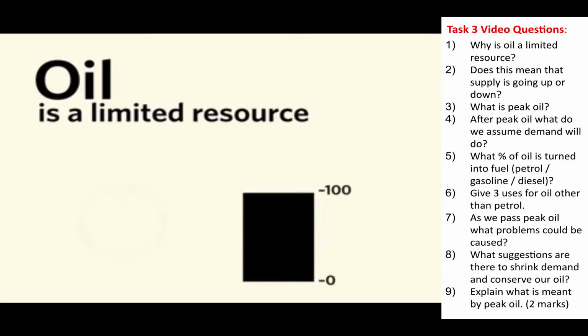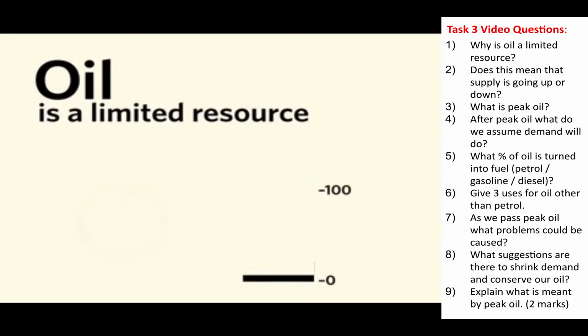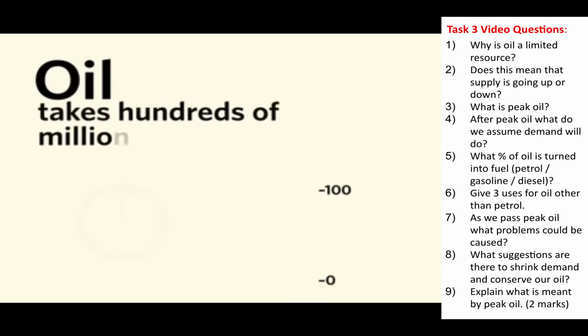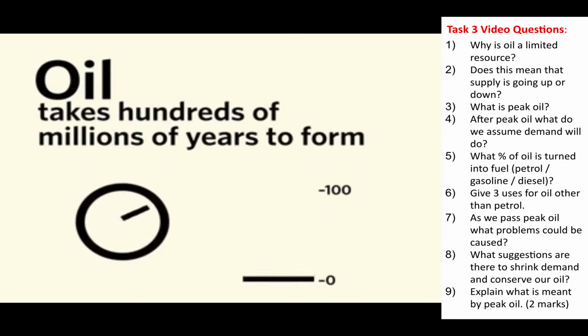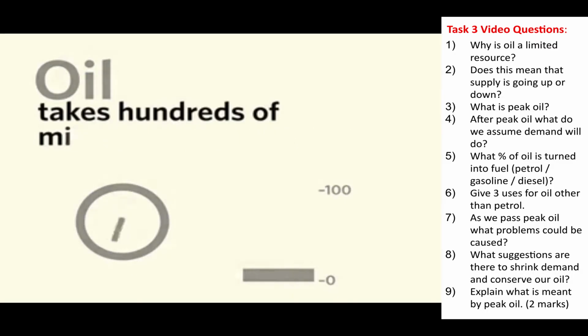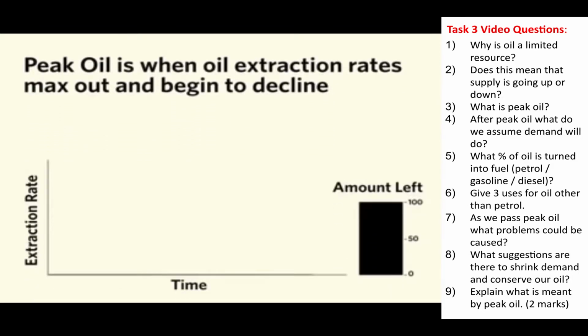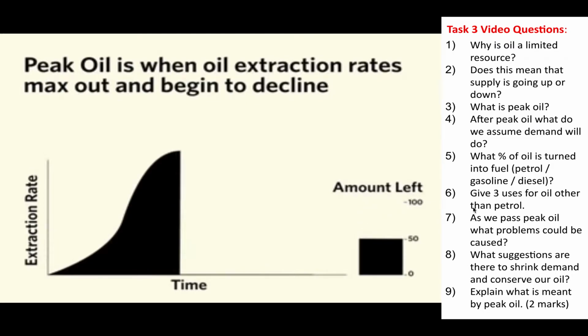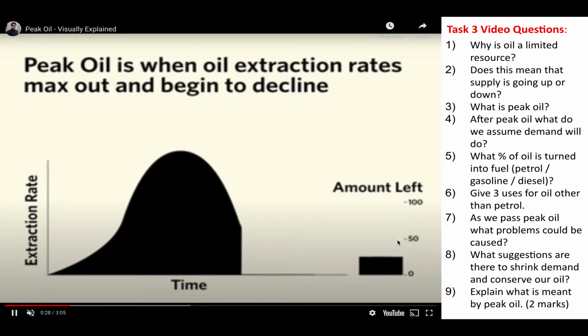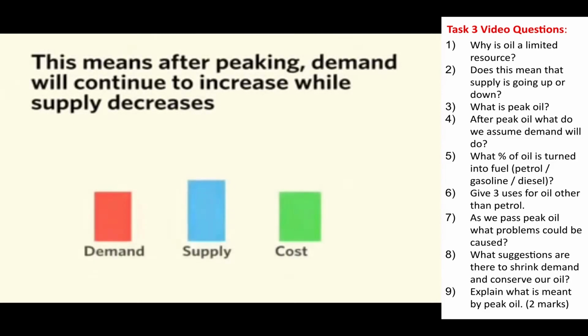So oil is a limited resource. There's a certain amount of it, and as we use it up, we'll get down to zero eventually. And the reason it's limited is because it takes hundreds of millions of years to form. You can't get any more. So peak oil is when extraction, taking it out of the ground, maxes out. It gets to the top of the pile, and we hit that 50% mark here for how much oil is remaining. And then eventually the oil will decline and eventually run out.